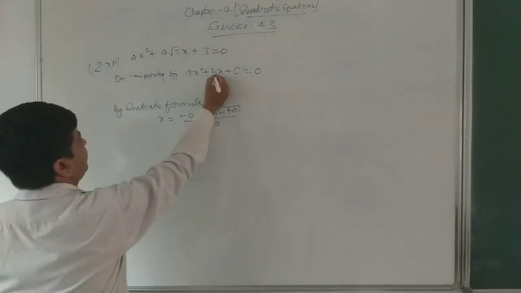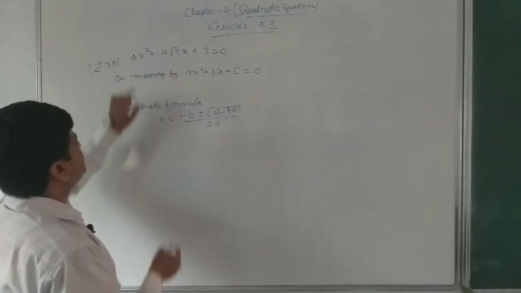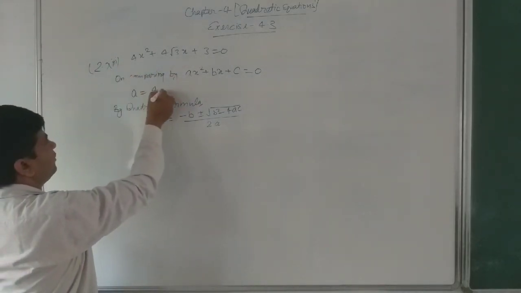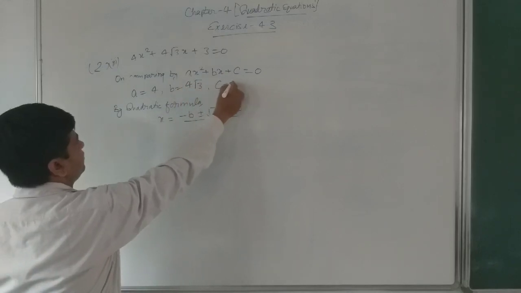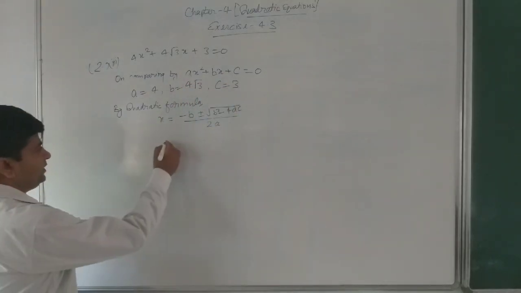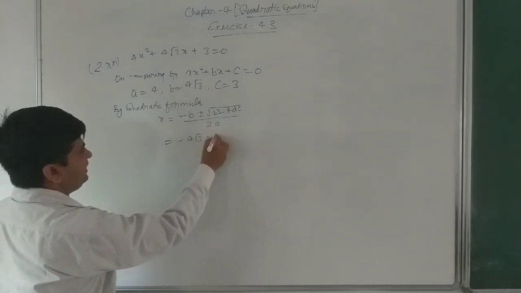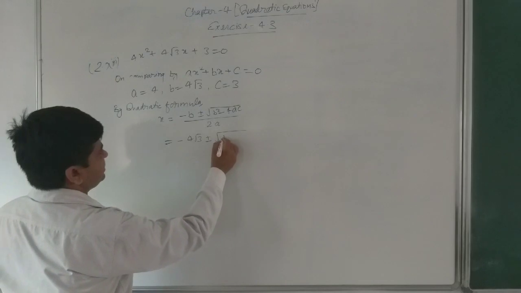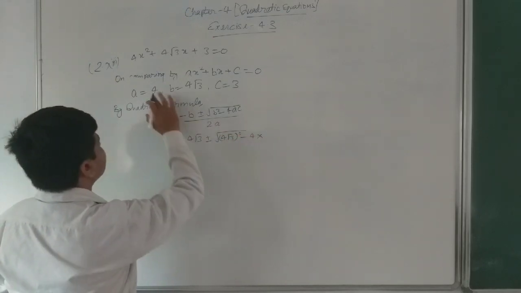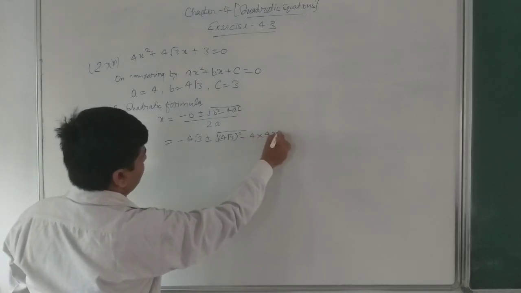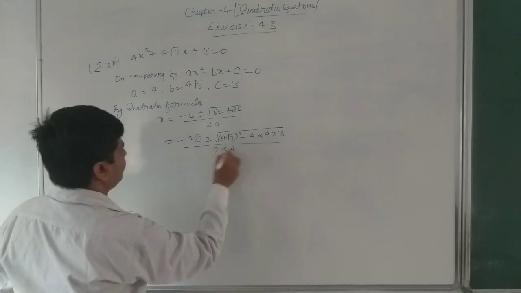Now here again if we compare it with ax square plus bx plus c, a is 4, so a equals 4, b equals 4 root 3 and c equals 3. Now on putting the values, minus b, that is minus 4 root 3 plus minus root b square, means square of 4 root 3, minus 4ac, a is 4 and c is 3, so into 4 into 3, upon 2a, so 2 into 4.